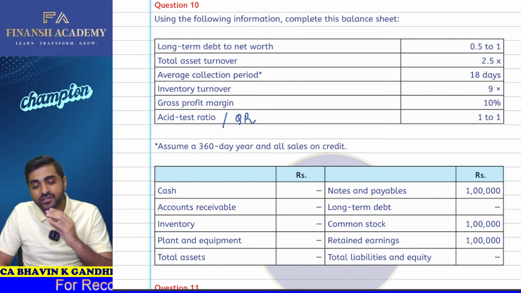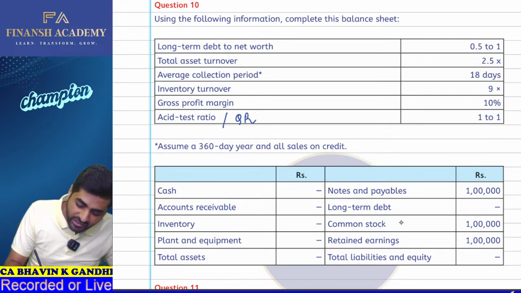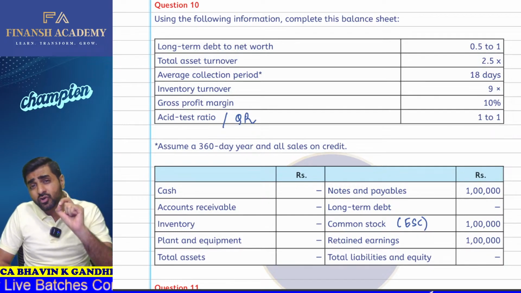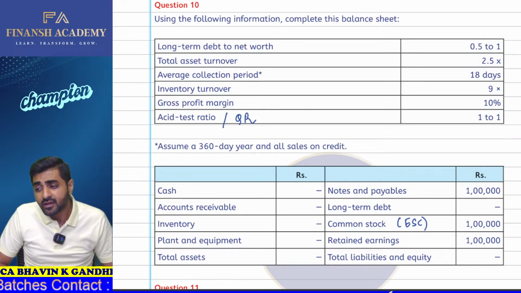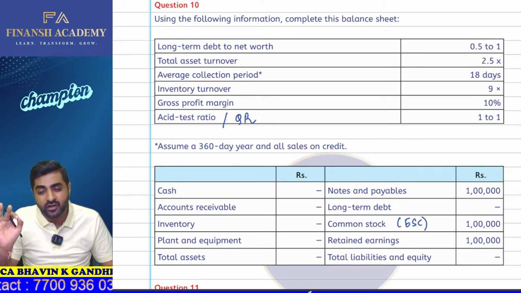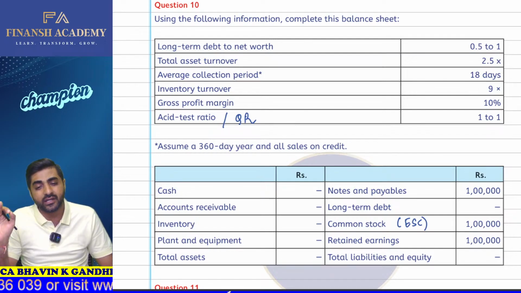And then they have told you it's notes and payables, long-term debt, common stock. Common stock actually means equity share capital. So common stock is also known as ordinary stock. So equity share capital is actually called your common stock. And then we have retained earnings, which is 1 lakh, and this is total liabilities and equity.